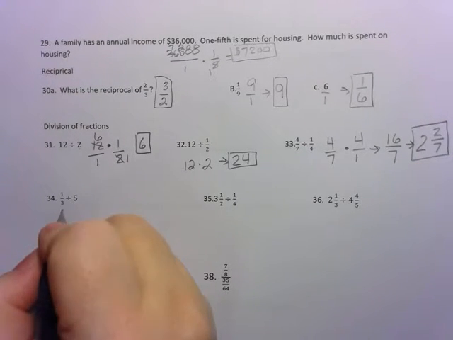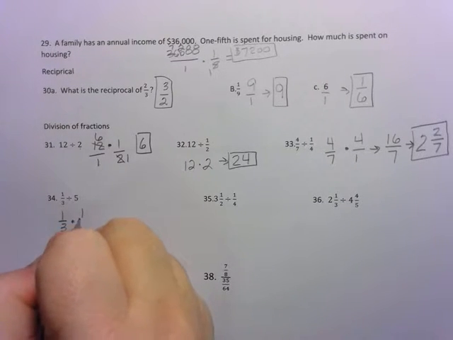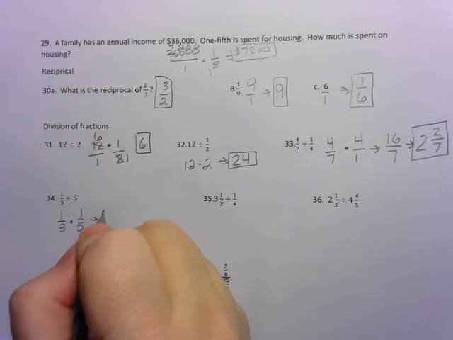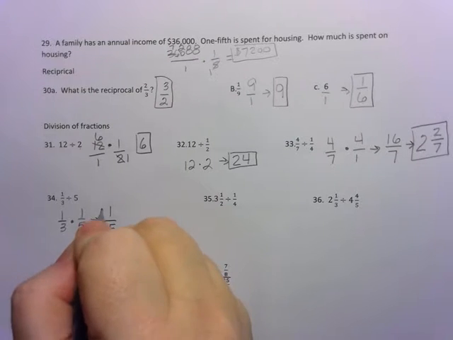One-third divided by 5 is the same as 1/3 times 1/5. 1 times 1 is 1. 3 times 5 is 15.